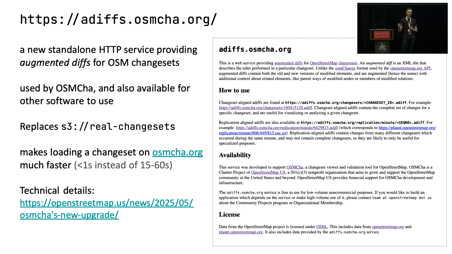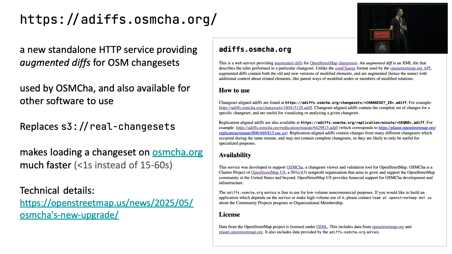If you're familiar with how OSMCha has worked in the past, this replaces another service that served a similar need called the Real Change Sets S3 service. It makes loading a change set on OSMCha.org much faster than it was before because there were serious reliability problems with the Real Change Sets implementation, which basically meant that data wasn't always available pre-computed, and so it had to be computed on the fly. So most diffs load in under a second now. In the past, it sometimes took 30 or 60 seconds to load a change set.